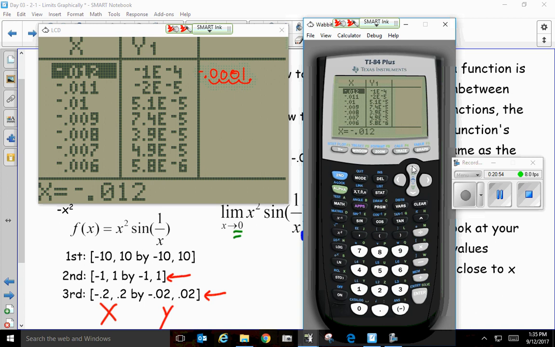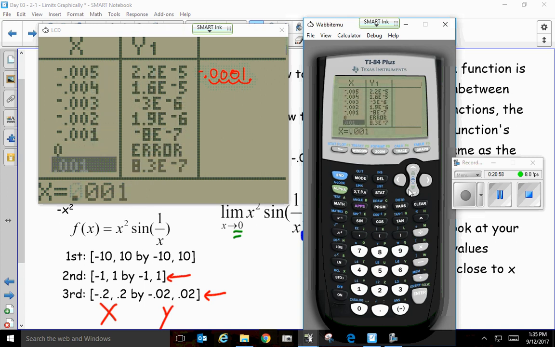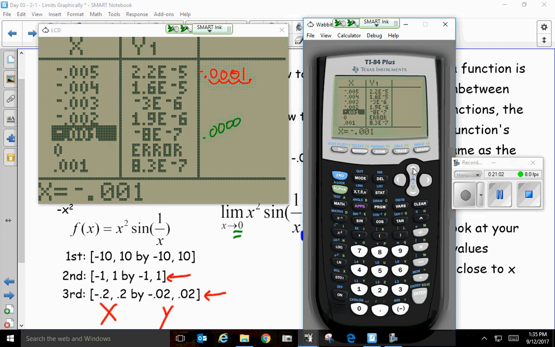What about when I get closer to this? This moves over 7 times, so it's 1, 2, 3, 4, 5, 6, 7, E-8. It gets closer and closer and closer to 0. There you go, children. Homework, do it. Love you.